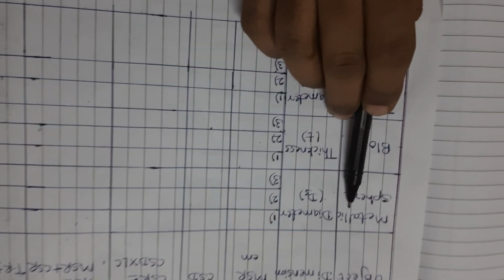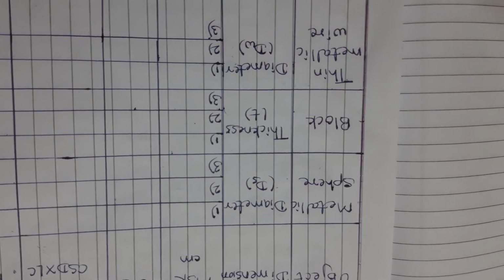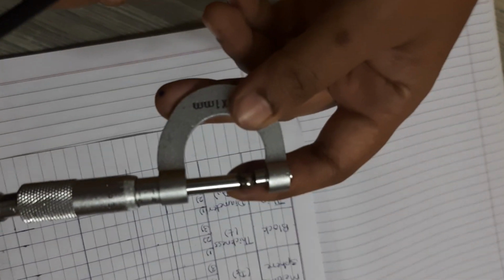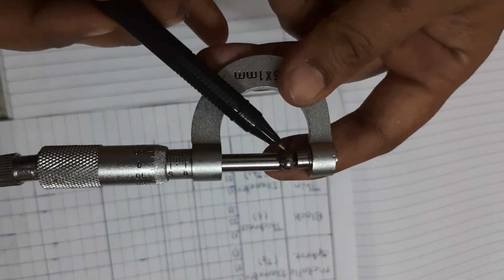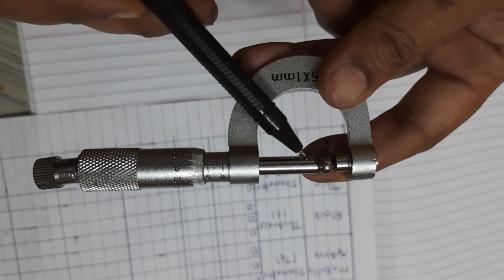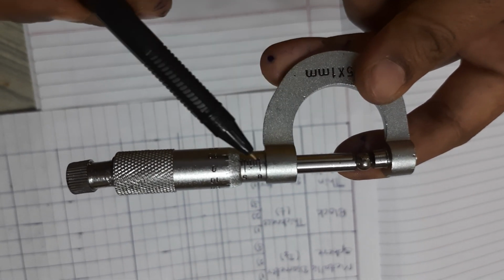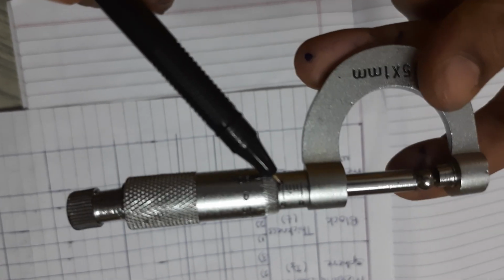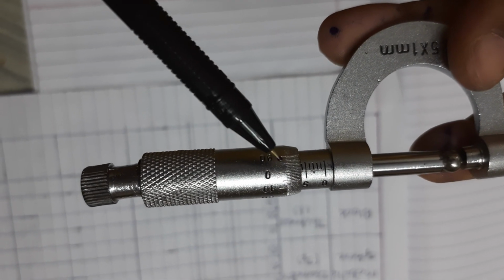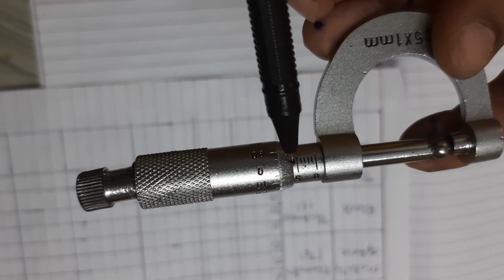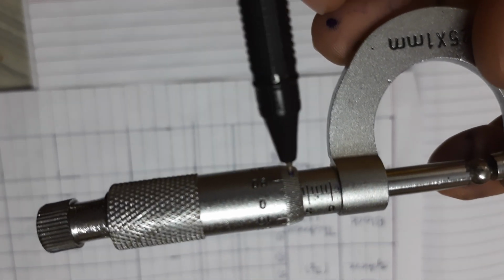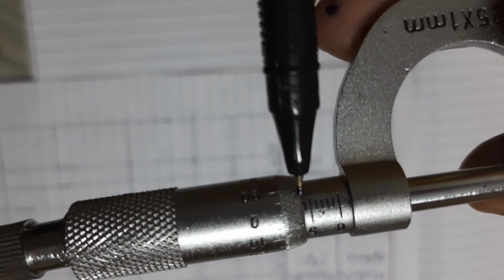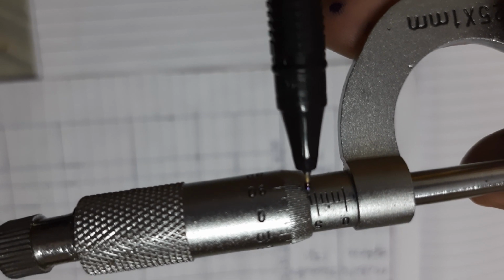Here the first object is given as a metallic sphere. Now we take the metallic sphere. This metallic sphere is held in these two jaws. Then we take the readings of this metallic sphere. Here this is the main scale and this is the circular scale. The edge of the circular scale is coinciding on this 6 line, that means 6 centimeters.